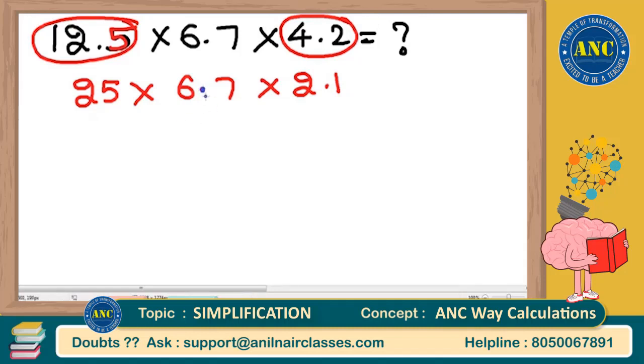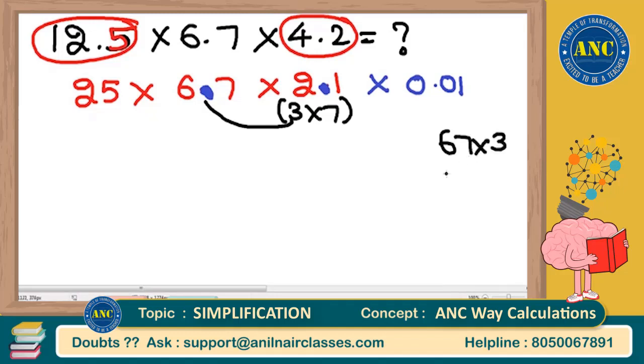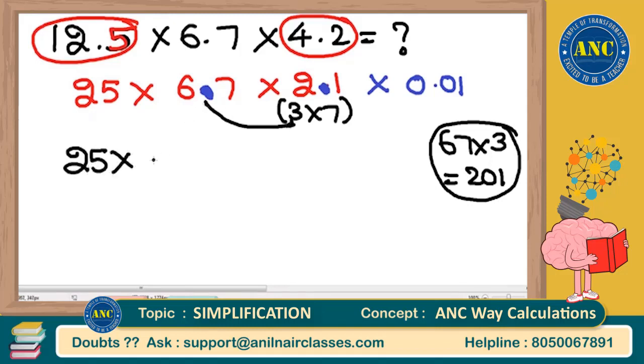So, this decimal if I ignore, 67 by 10 it is, 21 by 10 it is. So, if I ignore the decimal, by 10 by 10 it is by 100, or in other words it is 0.01 multiplication. That we will see at the end, sir. Can I say that I can write 21 as 3 into 7, 67 into 3. It's a very, very important number which keeps repeating in simplification. 67 into 3 is 201. That means it is 25 into 67 into 3, which is 201 into 7. And this 0.01 I will keep as it is.